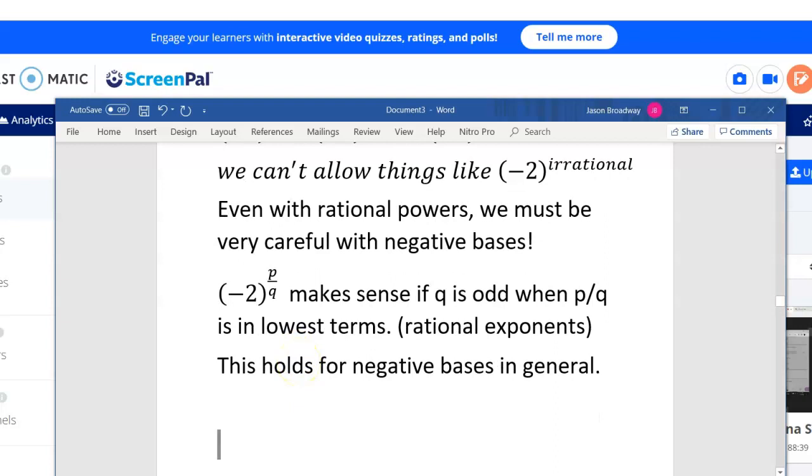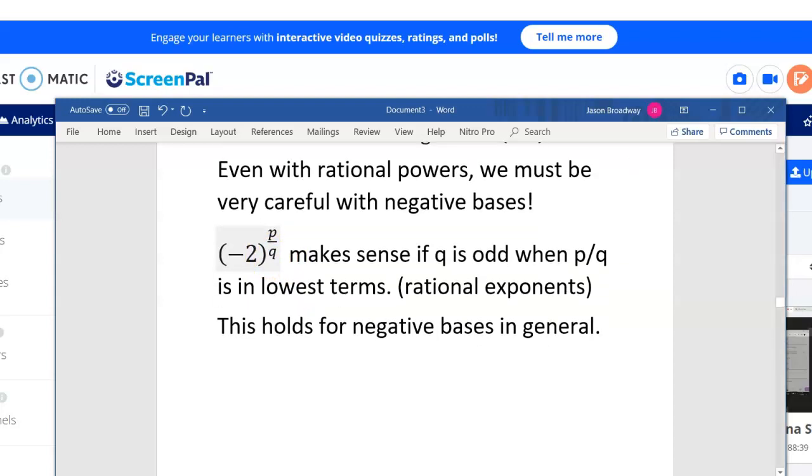Okay. But life gets way nasty if you move away from this. In fact, it's invalid. Stay away from it. You do not want to let Q be even, right? Stay away. If it's in lowest terms and Q is even, you're in trouble.